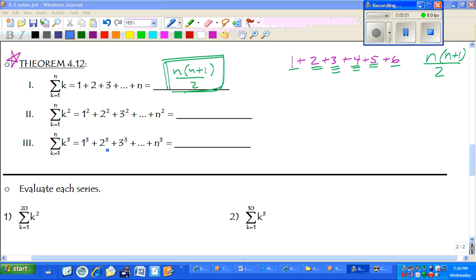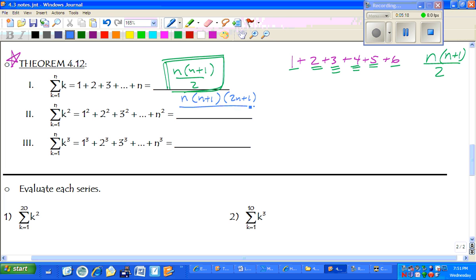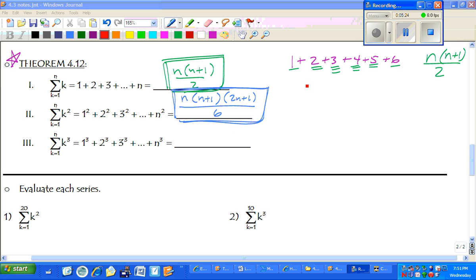Now, number 2 and number 3, a little bit different. Not expecting you to kind of figure those out on your own, but you will need to remember them for the problems we're going to do here in a little bit. So for number 2, we have n times n plus 1 also, but on top we also have to multiply by 2n plus 1, and this is all over 6 rather than 2. So that one's a little tougher to remember.